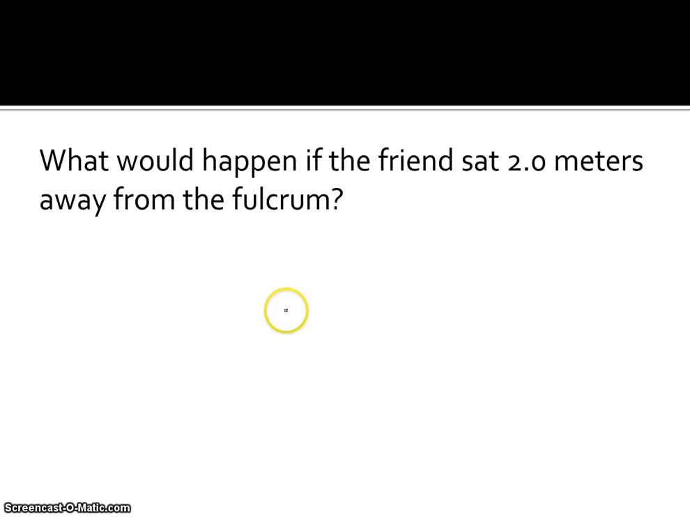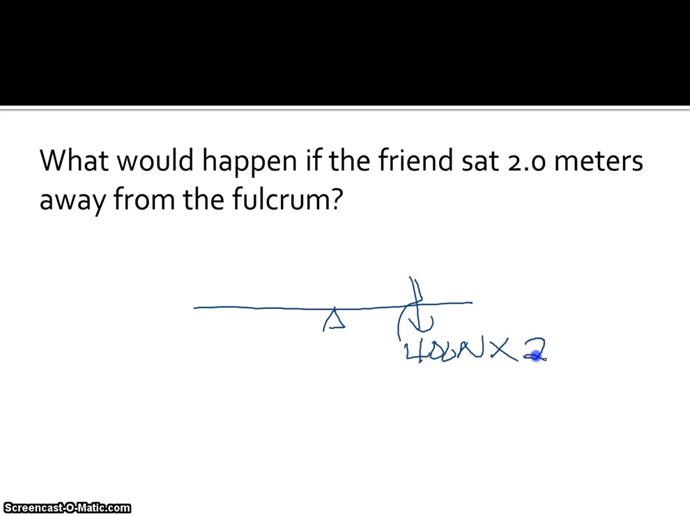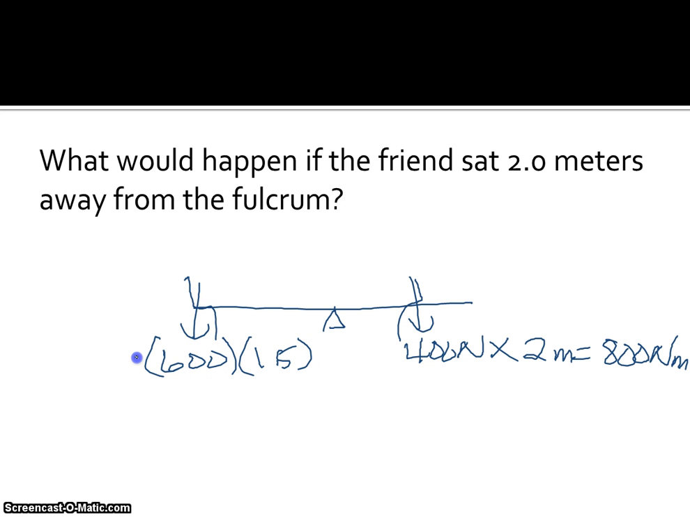And if the child were to sit at the 2 meter mark, and the other child stayed where he was at the 1.5 meter mark, we know that that was equal to 900. There's more torque on this side than there is on this side, so the seesaw would go down and this side would go up. And that's what makes him rotate.